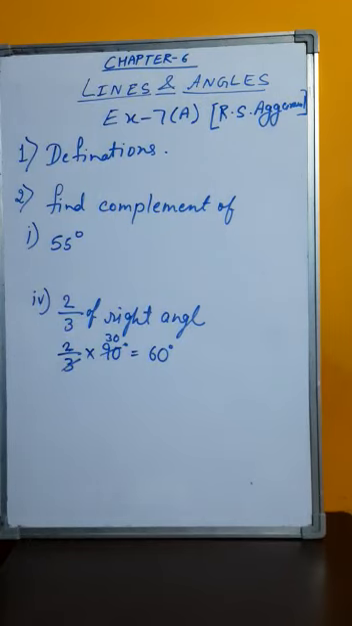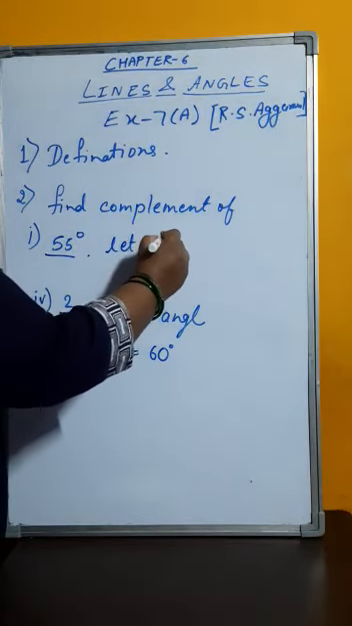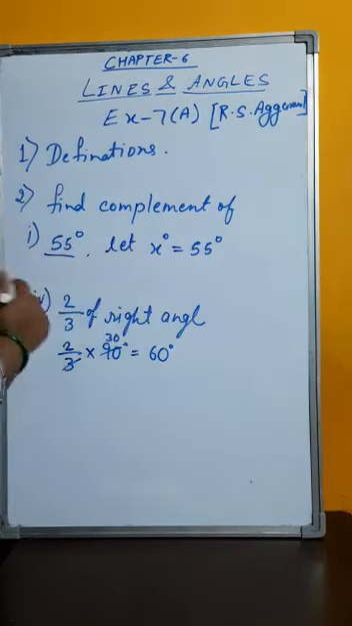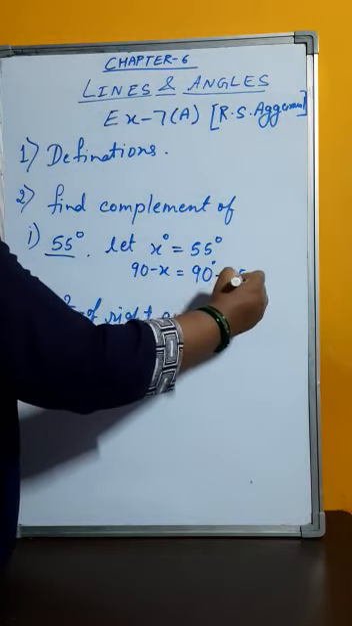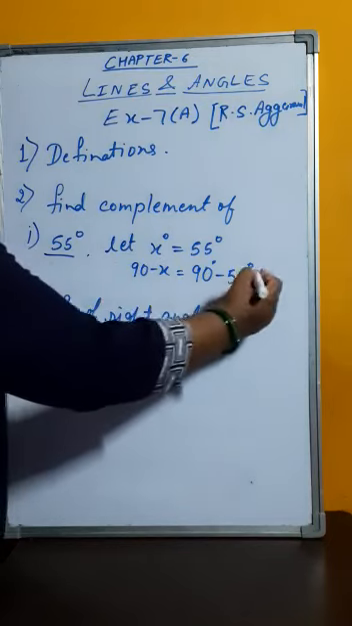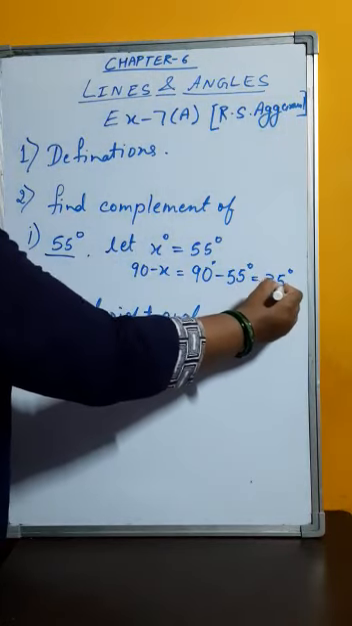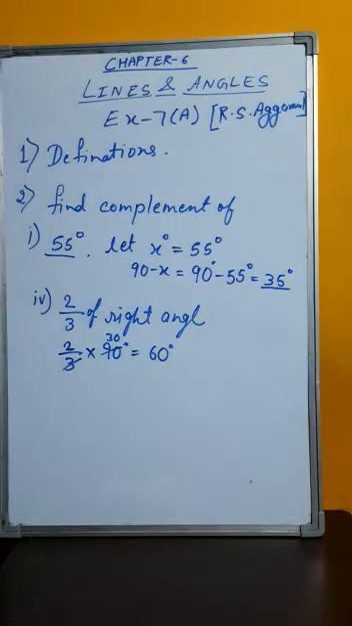Now students, we will discuss exercise 7A of the R.S. Agrawal book. Question number 1 contains only definitions. You have to define angle, obtuse angle, which you can do. Now we are discussing question number 2. Find the complement of each of the following angles. First angle is 55 degrees. We have to find its complement. So let x degrees be 55 degrees. We know its complement will be 90 minus x, or 90 minus 55 degrees, which is 35 degrees. So 35 degrees is the complement of 55 degrees.